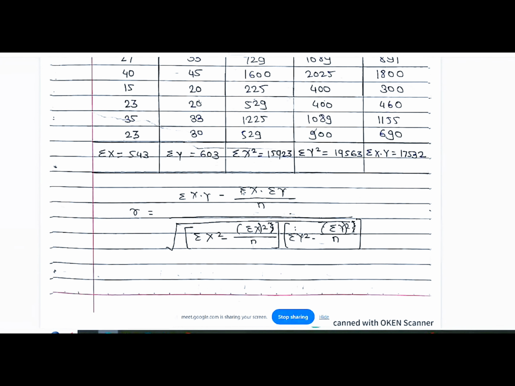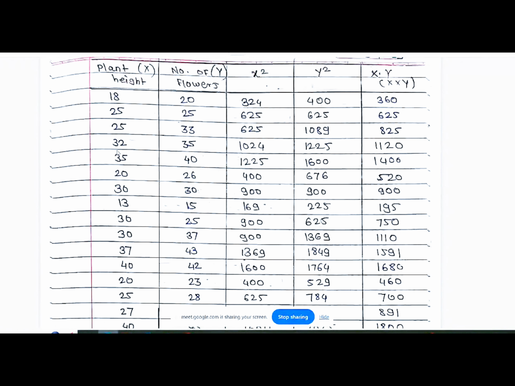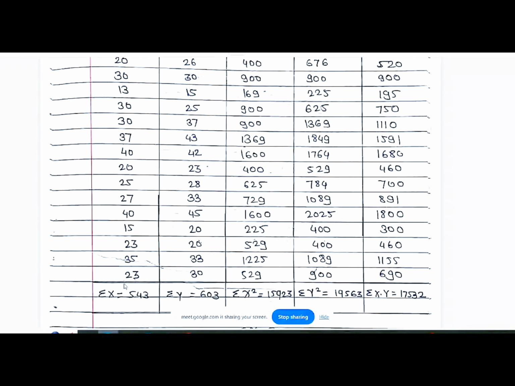Now, the summation of x, which is the sum of the first column. You have to just make summation of first column, plant height: 18 plus 25 plus 25 plus 32 plus 35 up to the last observation, that is 23. So summation of x is 543.